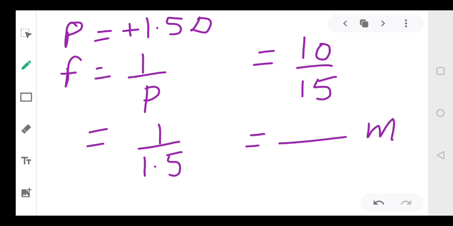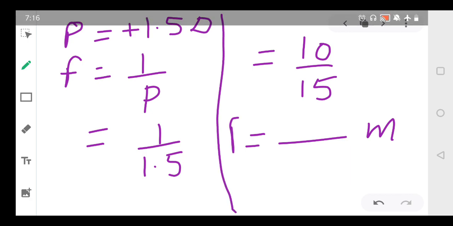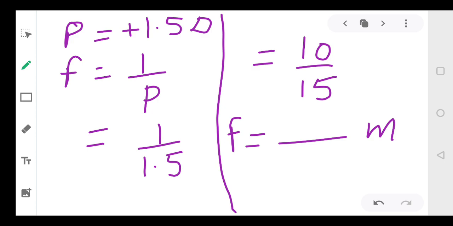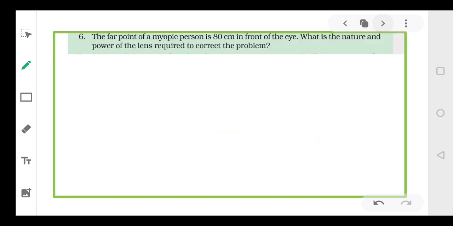Clear? I hope you understood. I hope the things are clear. So you will divide and then calculate. You will have the focal length. So your focal length is equal to the value that you will get, and the unit will be meters. Okay dear? Okay. I have taken another question for you.